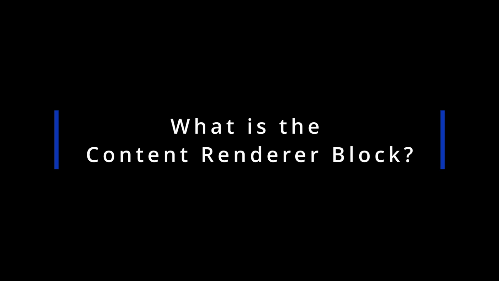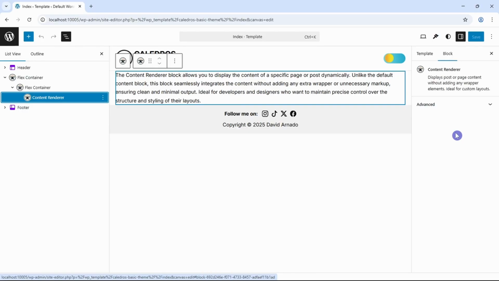What is the Content Renderer block? The Content Renderer block is a special block designed to be used in templates for custom WordPress themes.